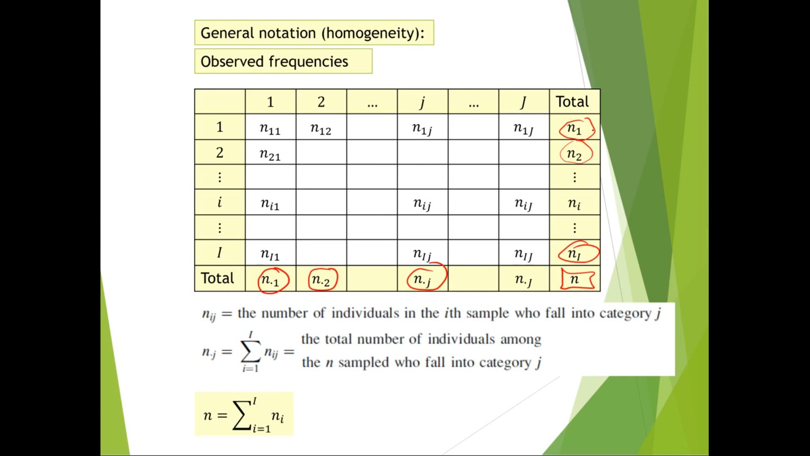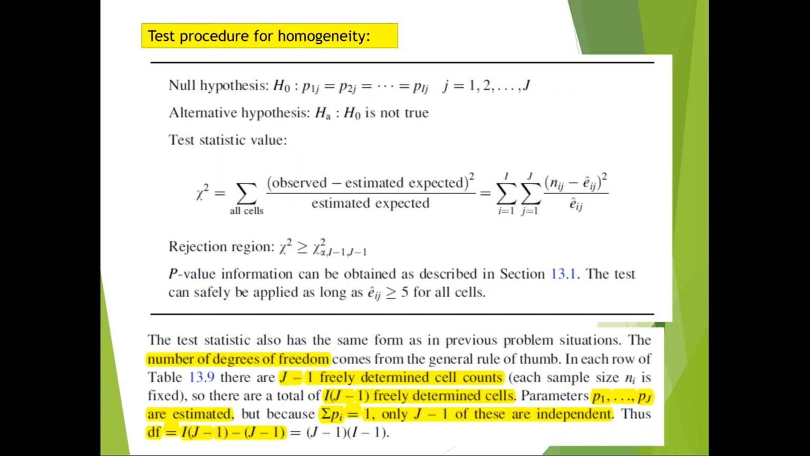Your sample totals are fixed. So your last category is determined by the total and the first j minus 1 columns. So you have I independent populations, and for each of them you have j minus 1 degrees of freedom, j minus 1 because they all add up to the fixed total. So here you can see the number of degrees of freedom comes from the general rule of thumb, which says in each row we have j minus 1 freely determined cell counts. So that's I times j minus 1.